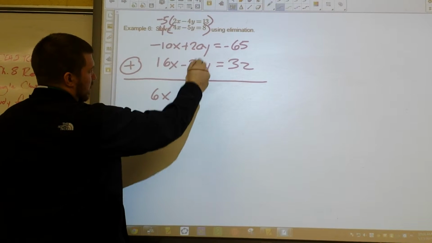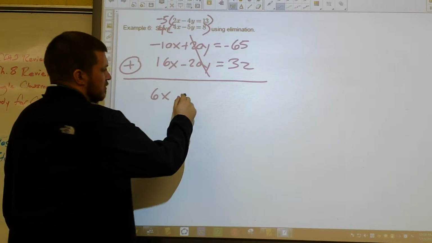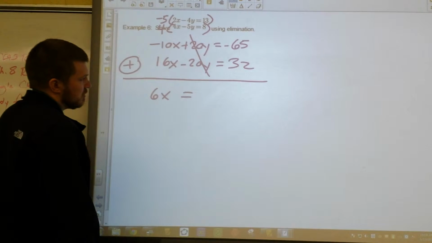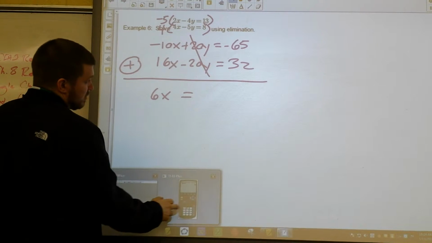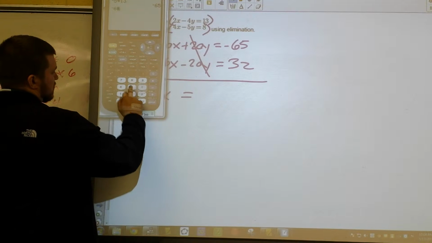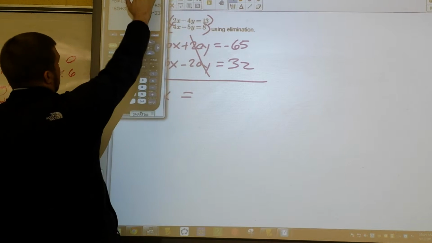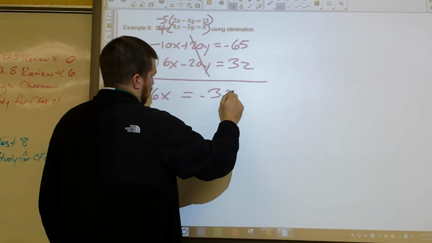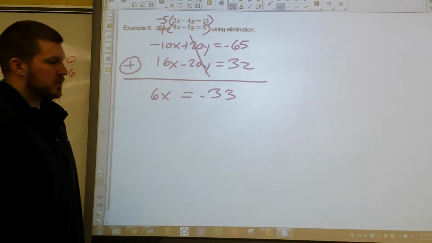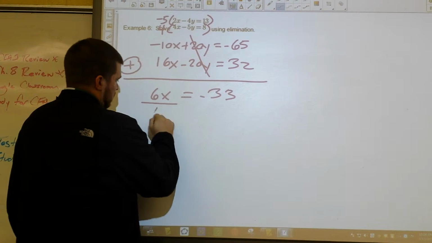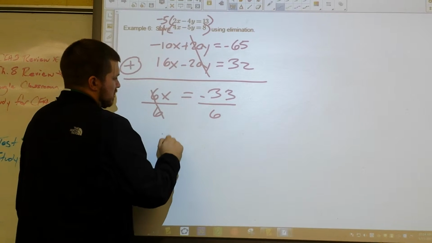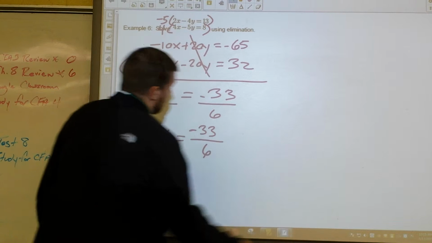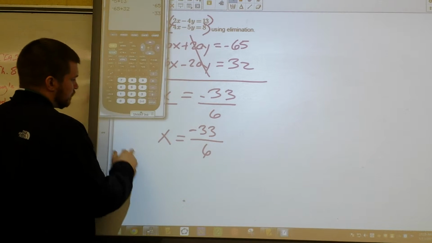20y minus 20y is going to cancel out. Equal sign just falls down. And negative 65 plus 32, I think, is going to be 33. But let's use calculator again. So negative 65 plus 32, negative 33. And then finally, I want to get x by itself, so I'm going to divide by 6 on both sides. So x equals negative 33 over 6, but I'm going to use my calculator, and hopefully this comes out nicely, maybe not.